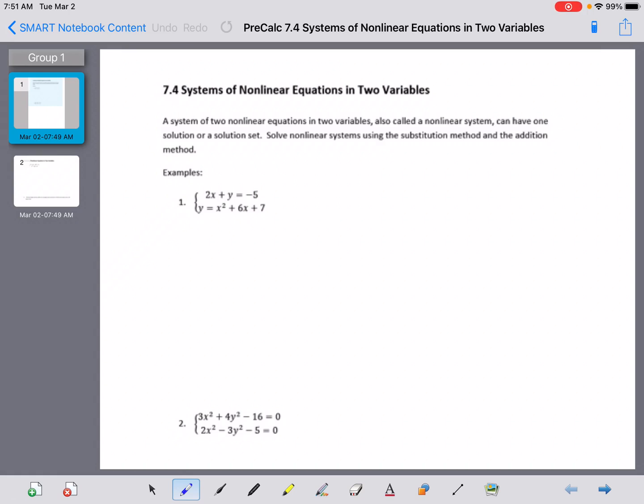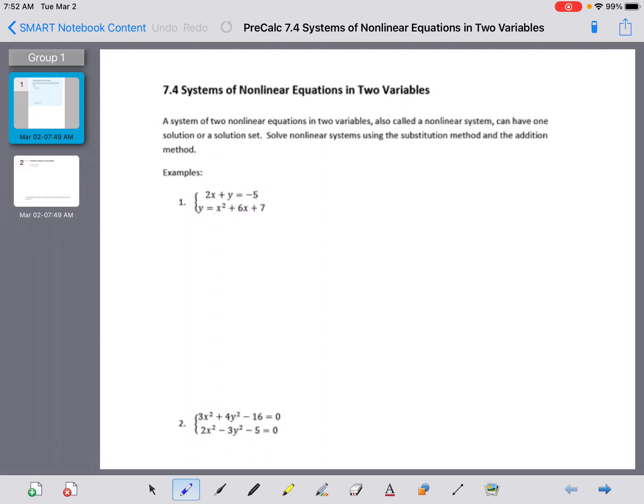All right, 7.4, systems of nonlinear equations in two variables. These equations now, some of them are linear, some of them might be a parabola, some might be an ellipse, some might be all kinds of different things. So this is using two equations, whatever form they're in, and solving them. So we might have one solution, we might have multiple solutions, depending on what we're looking at.